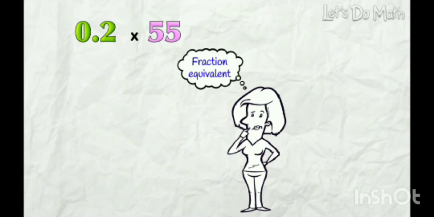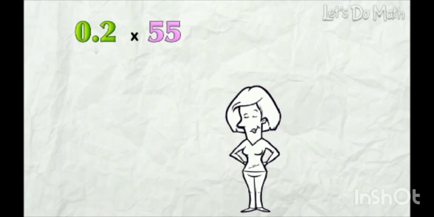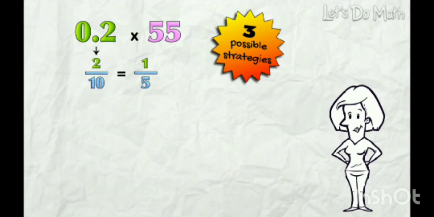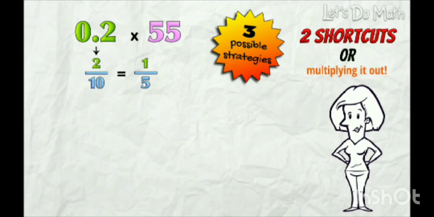What about this one? 0.2 times 55. Think about the fraction equivalent. 0.2 is 2/10, and you can reduce that to get 1/5. Now you have 3 possible strategies. 2 shortcuts or multiplying it out.